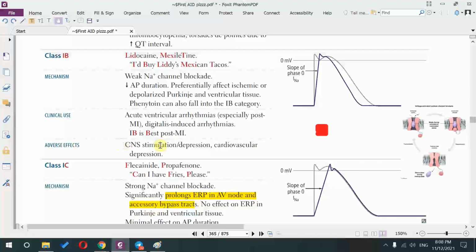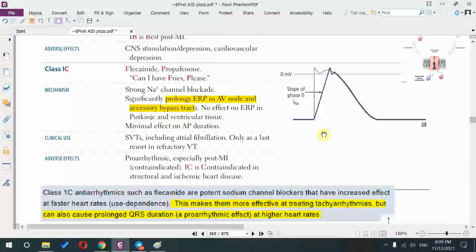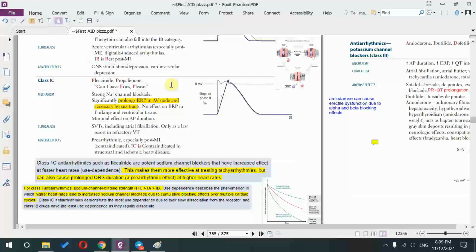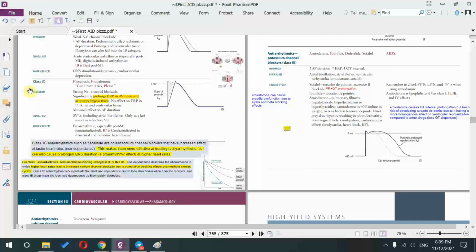Adverse effects: CNS stimulation or depression and cardiovascular depression. You can see how narrow it makes the typical cardiomyocyte action potential. So the class 1C, flecainide, propafenone, it goes something like this.